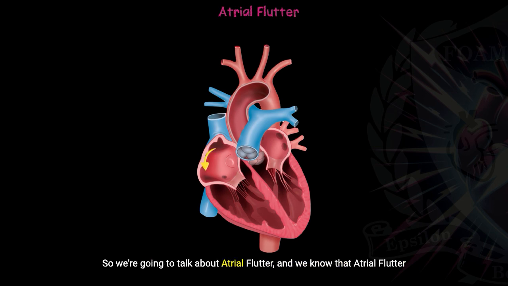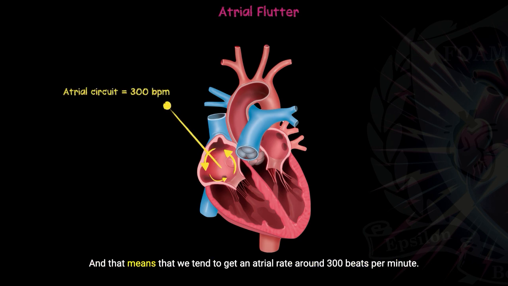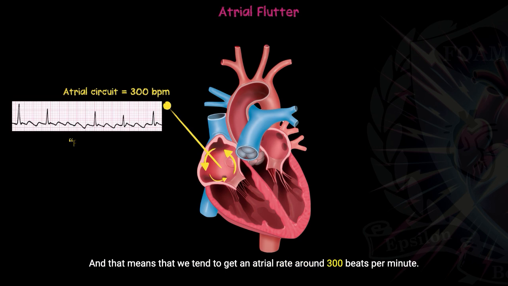So we're going to talk about atrial flutter, and we know that atrial flutter actually forms a re-entry loop kind of isolated in the right atrium. And the reason for this is that there's some conductive tissue issues in the right atrium. Different tissues tend to either conduct faster or slower. It tends to be actually slower in atrial flutter, but this re-entry circuit tends to follow a predictable pattern because of the anatomical differences in the right atrium. And that means that we tend to get an atrial rate around 300 beats per minute.